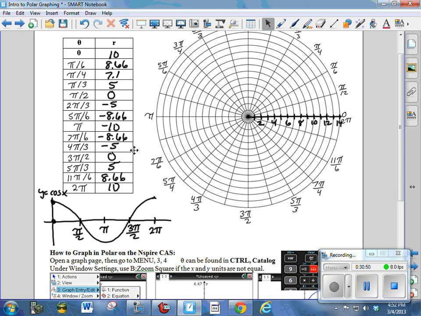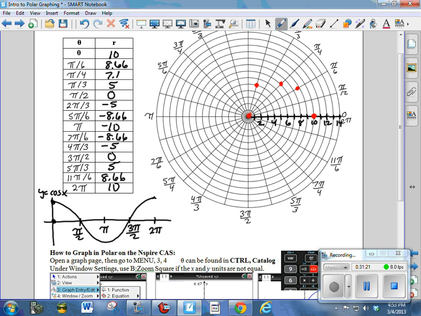Let's plot some points. So we have the point radius 10, angle 0. That would be right here. Then we have the point radius 8.6, pi over 6. So that would be about right there. We have 7.1, pi over 4. That would be about right there. We have 5, pi over 3. Then we have pi over 2, 0, which would be at the pole.